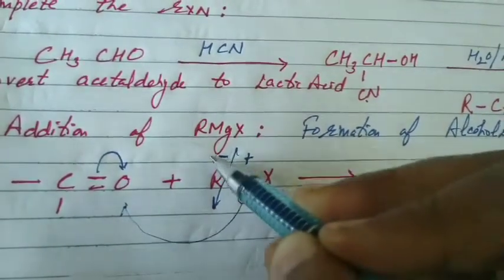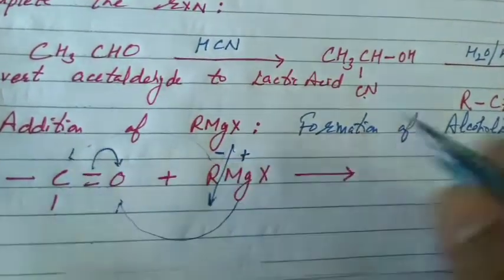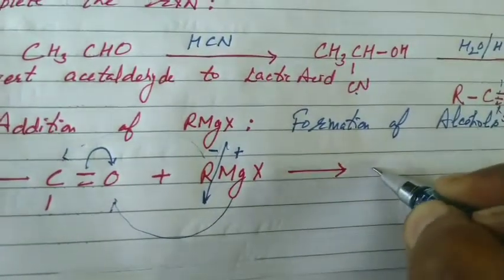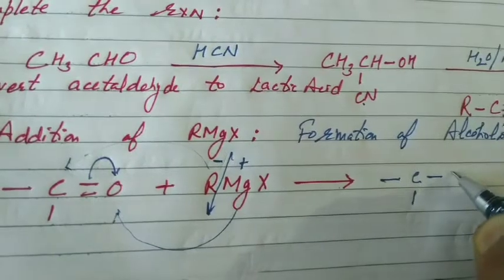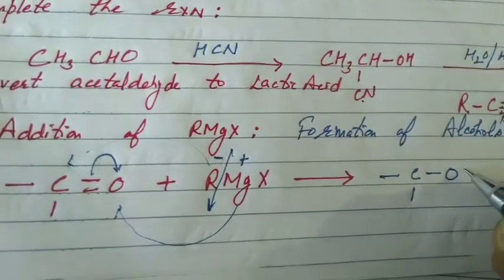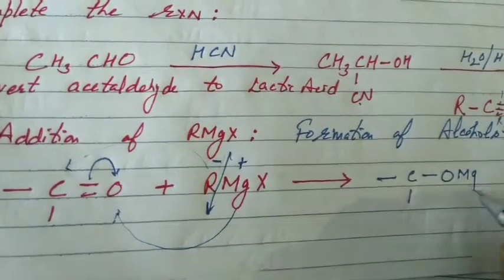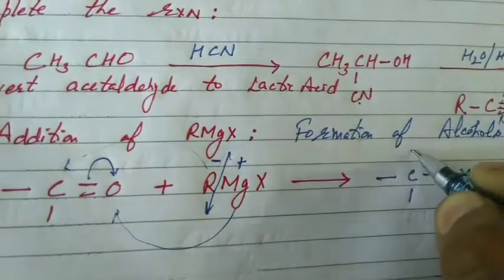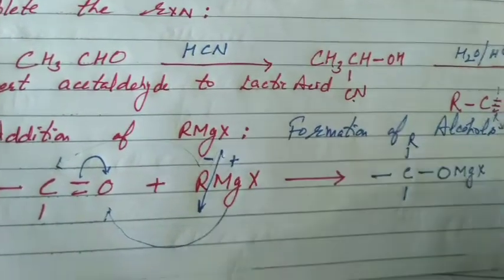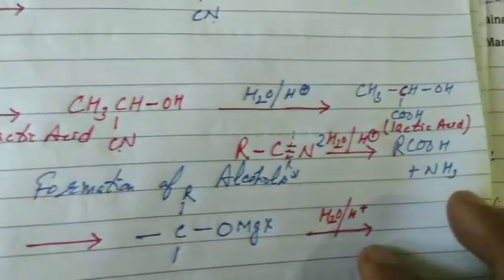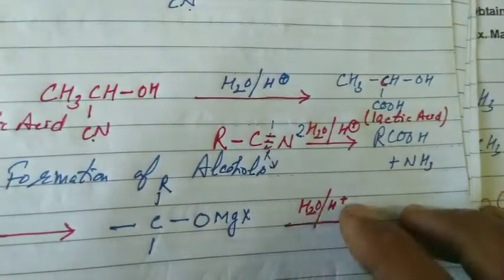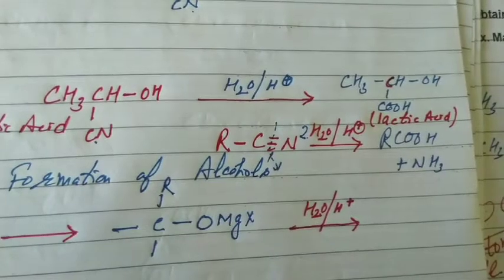the negative part of the attacking reagent attacks the carbonyl carbon. It is clear what the products are. At first, students, what happens? The double bond changes to single, pi electrons migrate to oxygen, MgX attacks on oxygen, and R attacks on the carbonyl carbon. That is the first step. After this, students, this compound upon complete hydrolysis leads to the formation of alcohol.